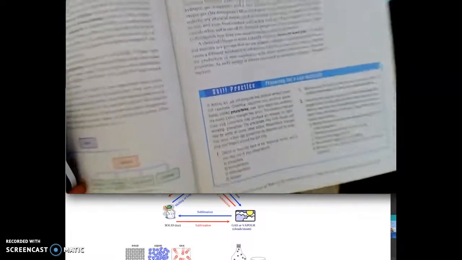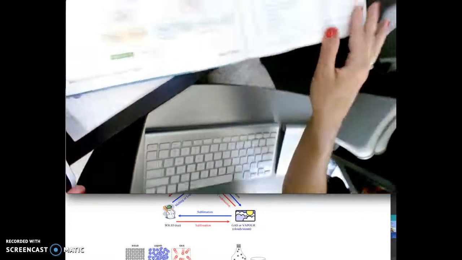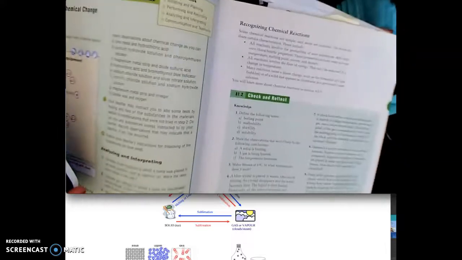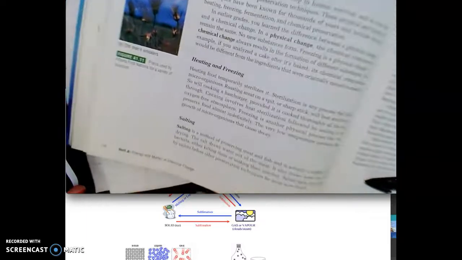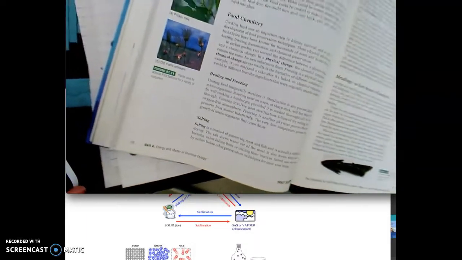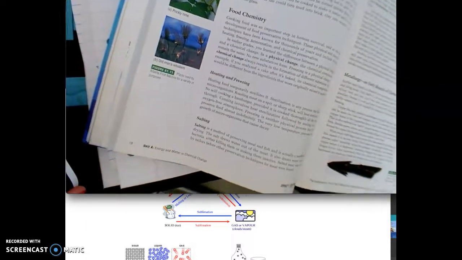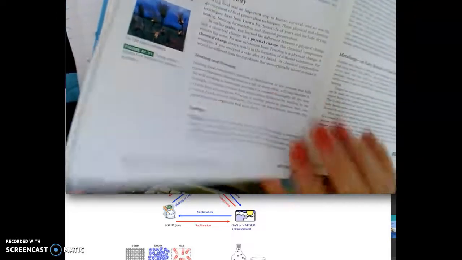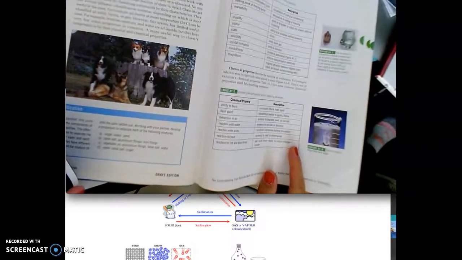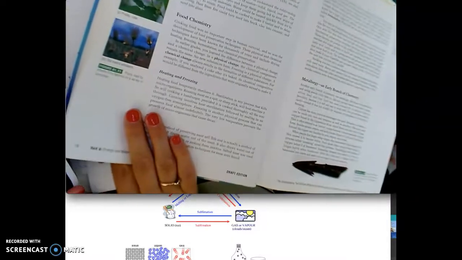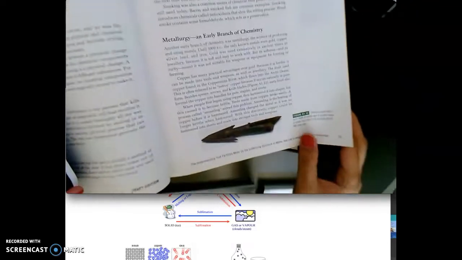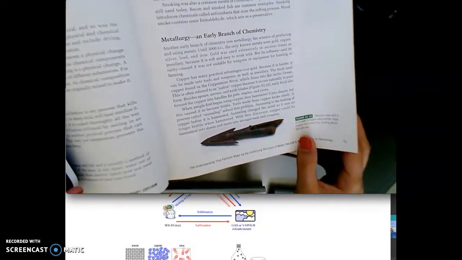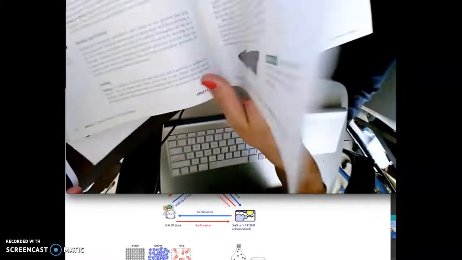So chemical reactions. Some more words there, page 15. Recognizing chemical reactions. You want to read that. And we also are going to cover chemical and physical changes. You might think that's the same thing as chemical and physical properties, but they're different. Fermentation is for making wine and beer. Metallurgy has to do with making things out of metal, like a sword. Salting.